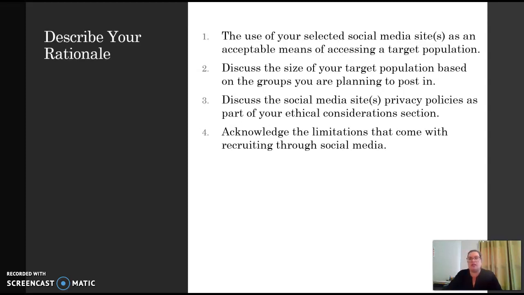And then you also have to acknowledge the fact that there are some participants that won't be able to answer your survey because they might not access that social media site during the time that you're doing recruiting. They might be on vacation, they might be taking time off of social media. So that's part of the limitations that you want to think through.